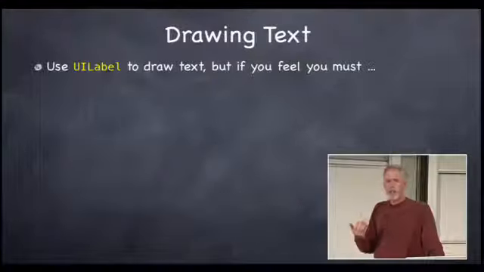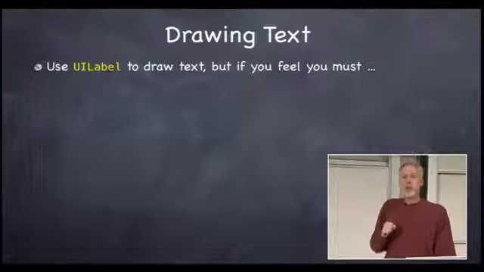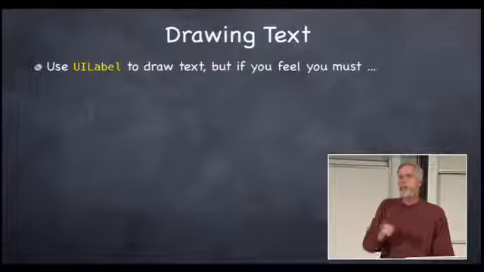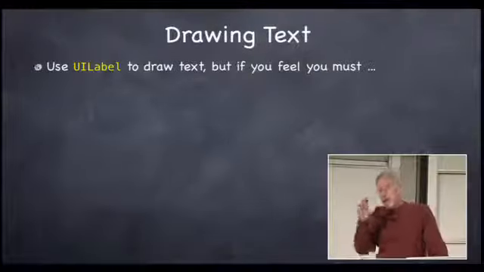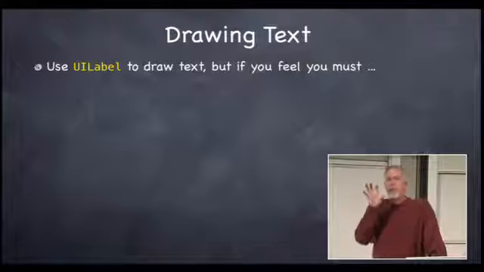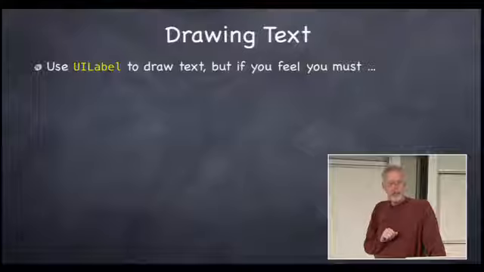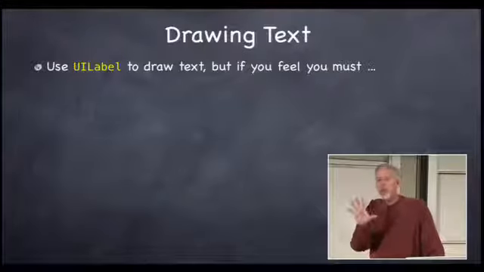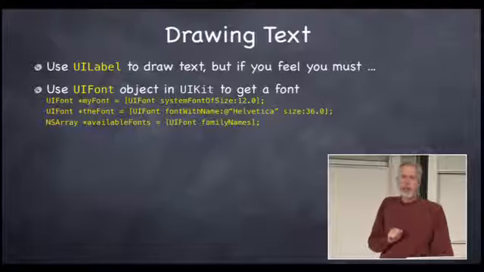Last two things here is drawing text and images. To draw text, the best way is to use a UI label. It draws text really well, has lots of options, does a really good job of it. But if you need to actually draw text in your custom draw rect for some reason, like maybe you need the text to be rotated somehow, or it can't really sit as a subview in your view, then it is possible to draw text, and here's how you do it.